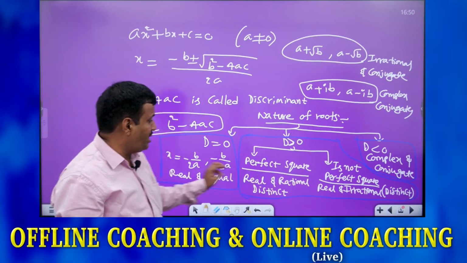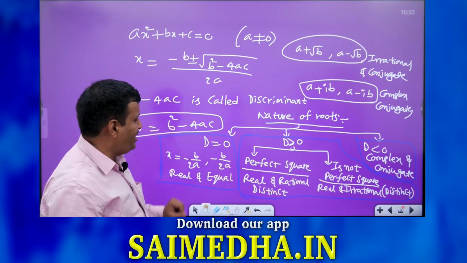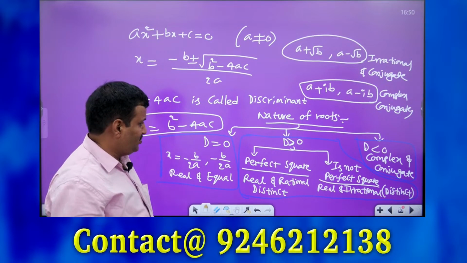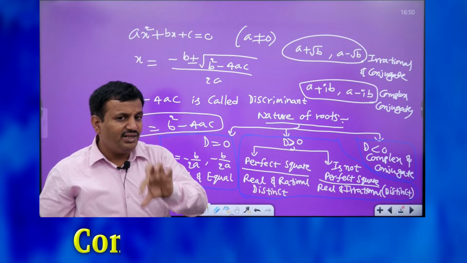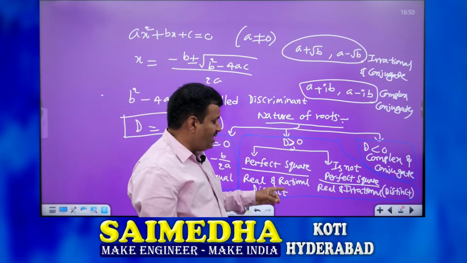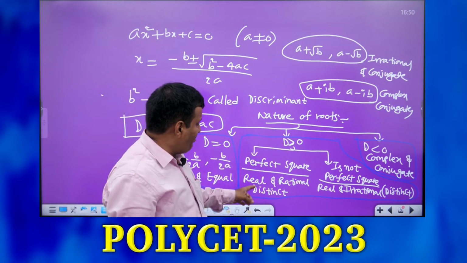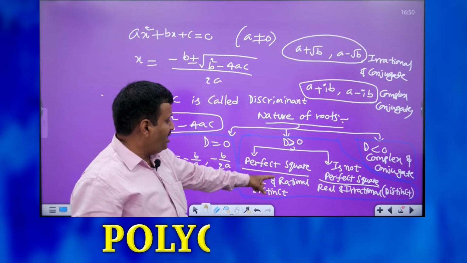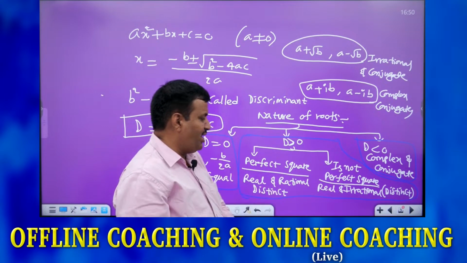Very, very important, the tree diagram. This is a very, very important slide. If D equal to 0, what is the nature of the roots? Real and equal. D greater than 0, they are real and distinct. In real and distinct, we have two types here. What are the real here? Rational and irrational. If D is a perfect square, real and rational. D is not a perfect square, real and irrational and distinct.